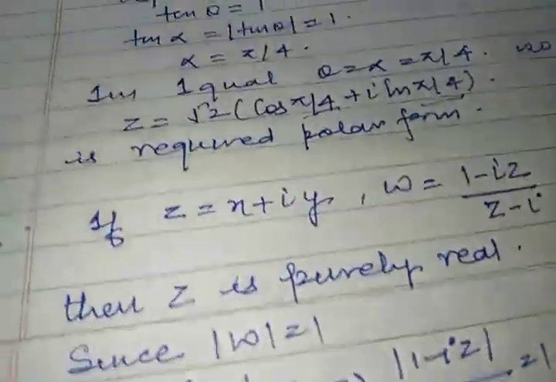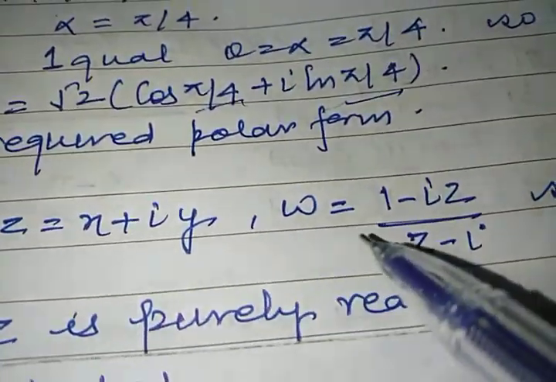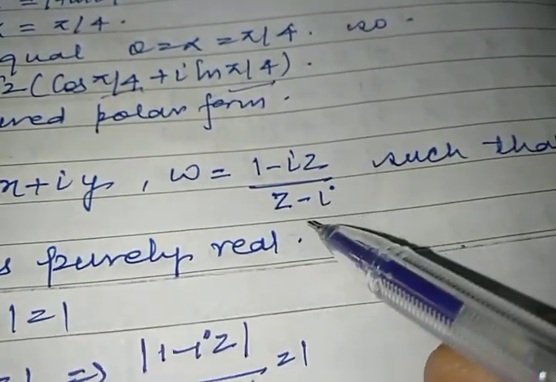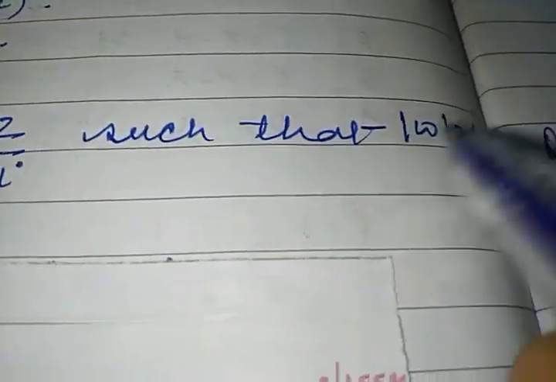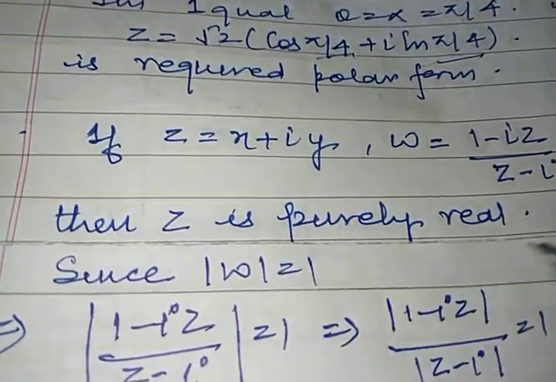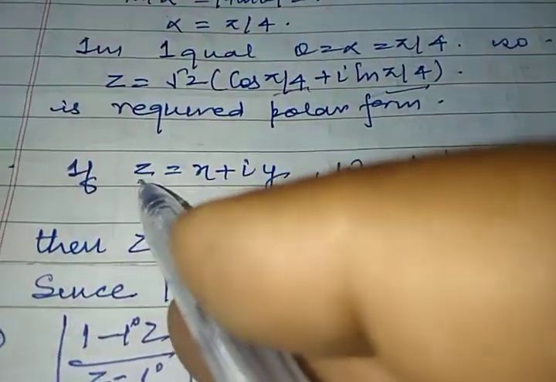Now, the second one. Next question: z is equal to x plus iy, and omega is equal to 1 minus iz upon z minus i, such that modulus of omega is equal to 1, then z is purely real. So here you have to prove that z is purely real.